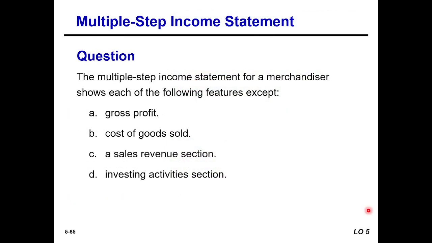Next slide. Multiple-step income statement. This is a question I am offering to my learners. A multiple-step income statement for a merchandiser shows each of the following features except which one? Please look at this again. Gross profit, yes. Cost of goods sold, yes. Revenue, yes. Investing activity section, no. So this could be the answer.